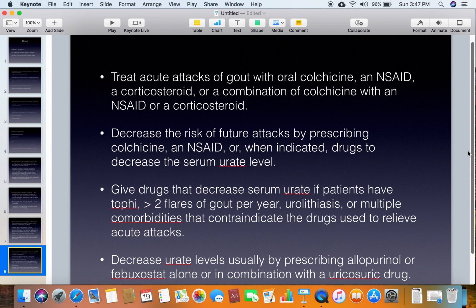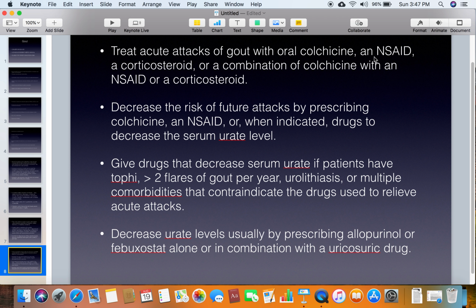And the treatment consists of giving the patient oral colchicine, non-steroidal anti-inflammatory drugs, also steroids, or a combination of colchicine with non-steroidal anti-inflammatory drugs such as ibuprofen and a steroid. And you can decrease the future risk of attacks by prescribing colchicine, non-steroidal anti-inflammatory drugs, and when indicated, drugs to decrease the serum urate levels.